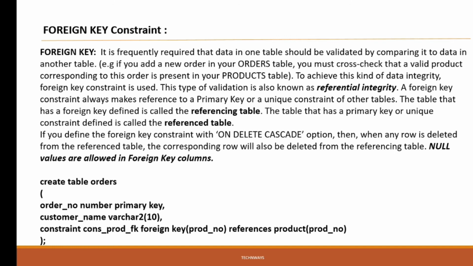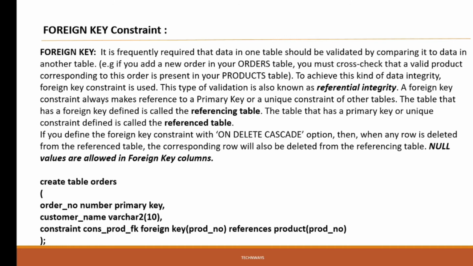Frequently, data in one table needs to be validated by comparing it to data in another table. To achieve this kind of data integrity, a foreign key constraint is used. This type of integrity is also known as referential integrity. A foreign key constraint always makes a reference to a primary key.